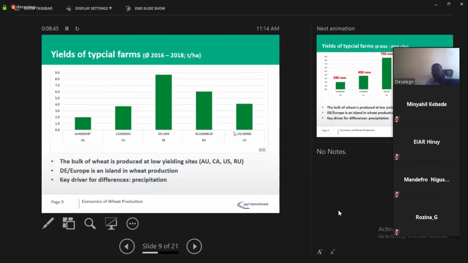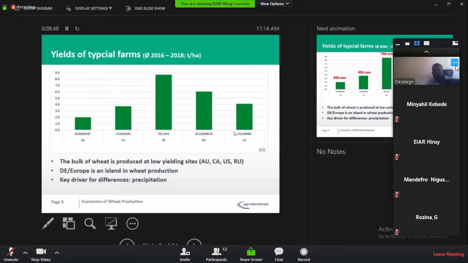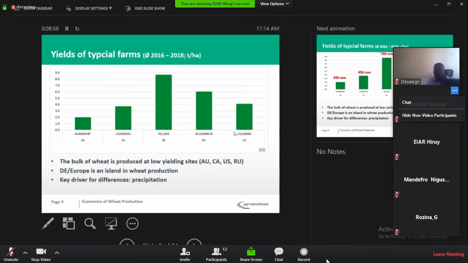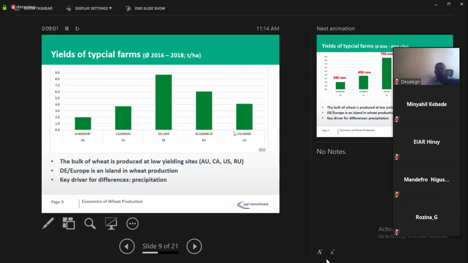This is from my home country, Germany, in Hildesheim, which is in the former western part of the country. This is in Russia, in the Kursk region, which is part of the next soil region, which you may have heard about. And this is US in North Dakota, close to the Canadian border. And what you see here is the average yield for the 2016-2018 period of those typical farms, just to give you an idea how different these farms are when just looking at the yield.